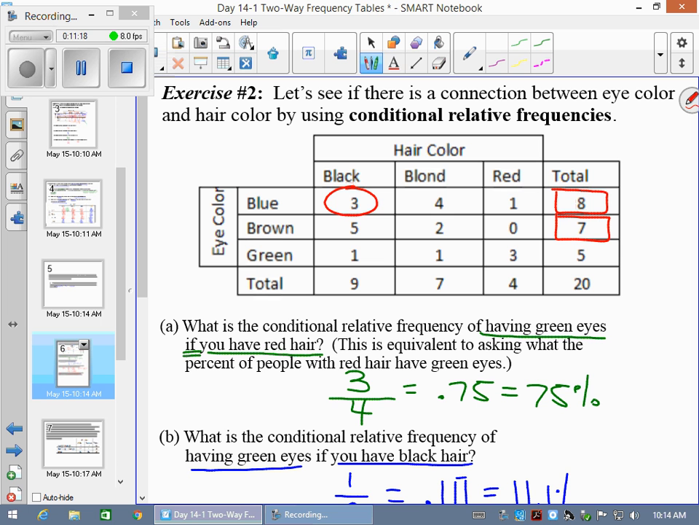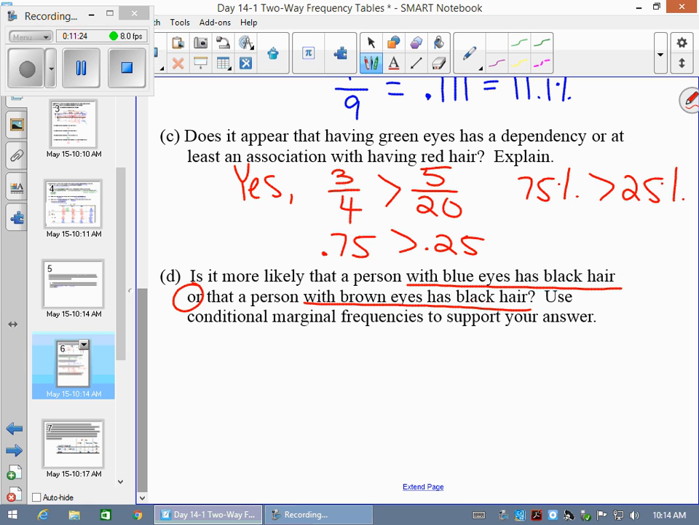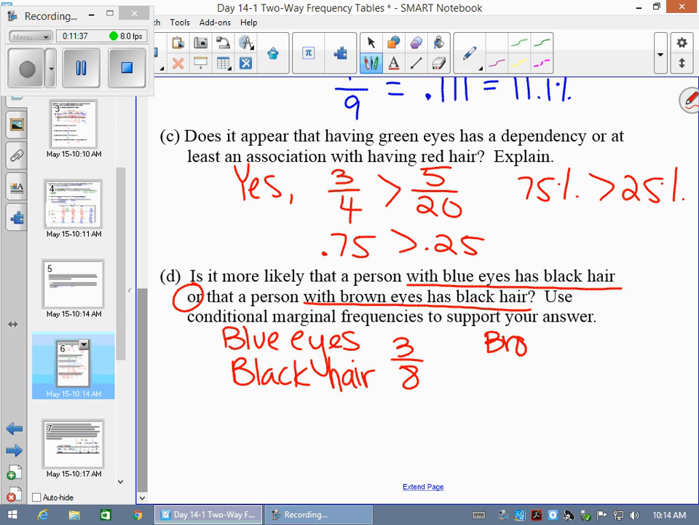So if we look at those as fractions, basically what we're saying here is if you have blue eyes and have black hair, that's going to be 3 out of 8. But if you have brown eyes and also happen to have black hair, that would be a 5 out of 7.